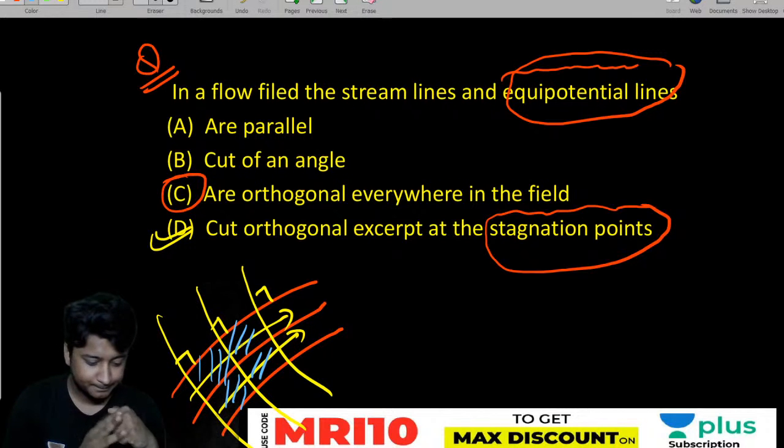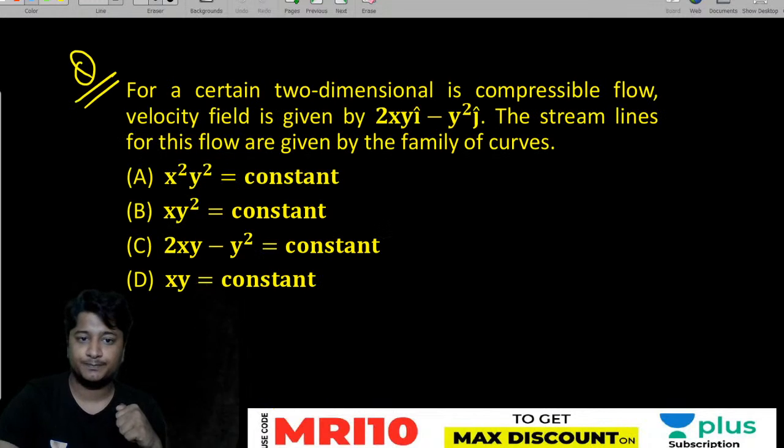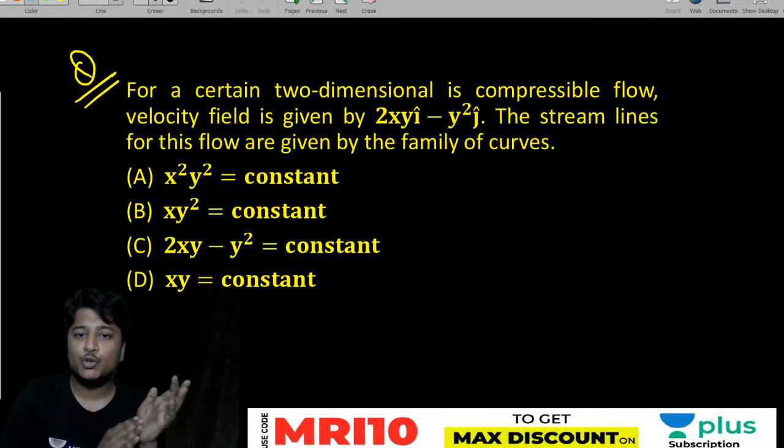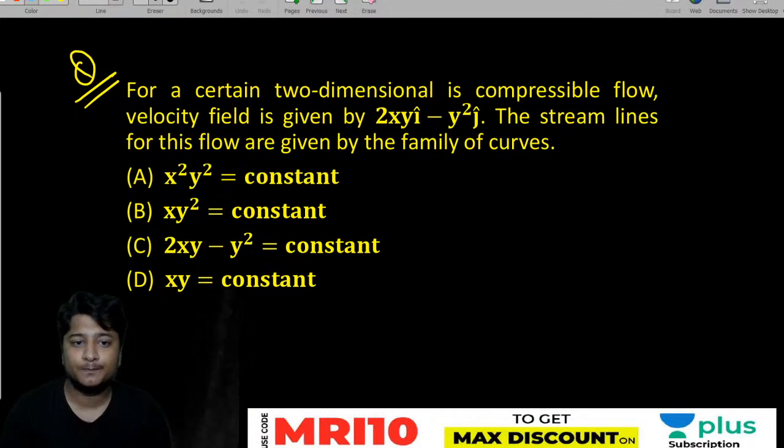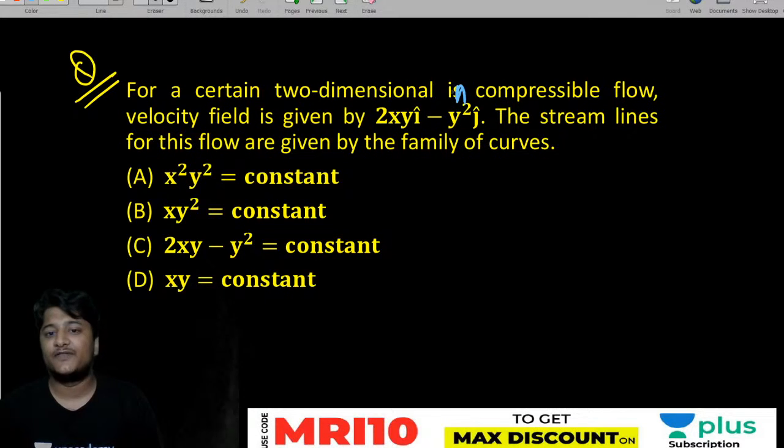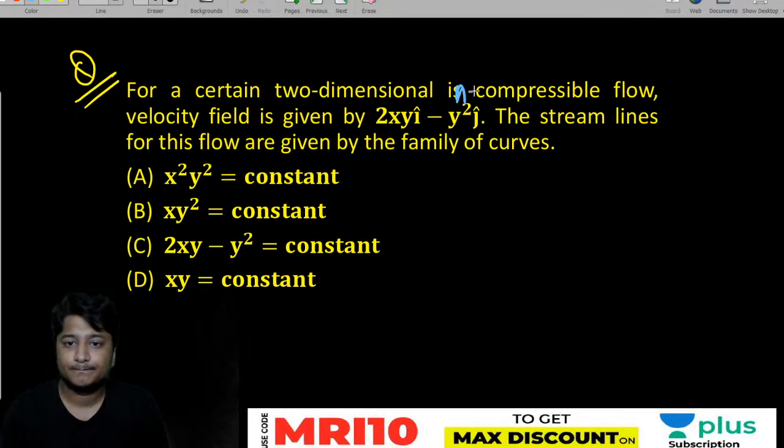ठीक है जय सूर्या. चलिए बताइए next question. For a certain two-dimensional incompressible flow, the velocity field is given by 2xy i bar minus y square j bar. The streamlines for the flow are given by the family of curves, that is, four options are given to you. Basically, you have to find out the equation of a streamline.